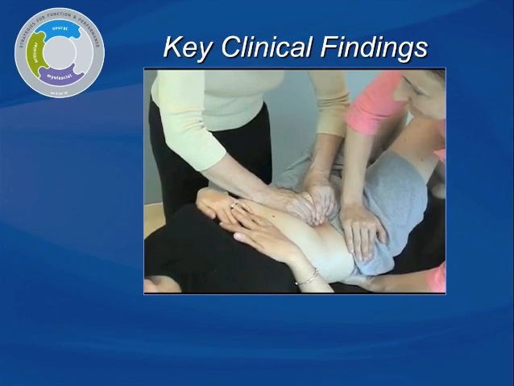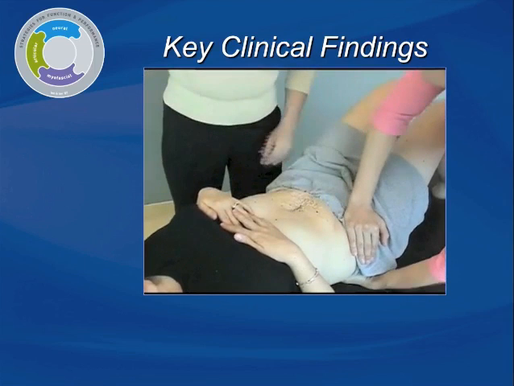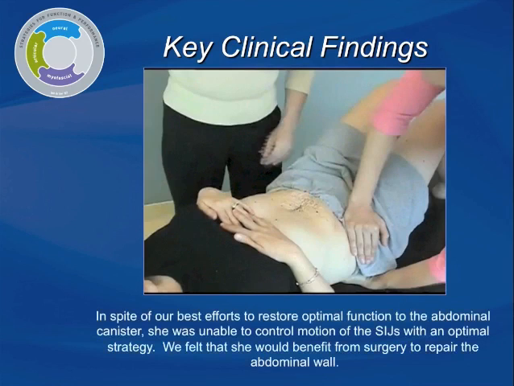So this suggests that if a surgeon was to fix her abdominal wall and close the diastasis, we would be able to train Christy's strategies in such a way that she would be able to transfer load successfully through her pelvis, and theoretically her pain should decrease. So in spite of our best efforts to restore optimal function for Christy, she was unable to control movement, and we felt that she would benefit from surgery to repair the abdominal wall.